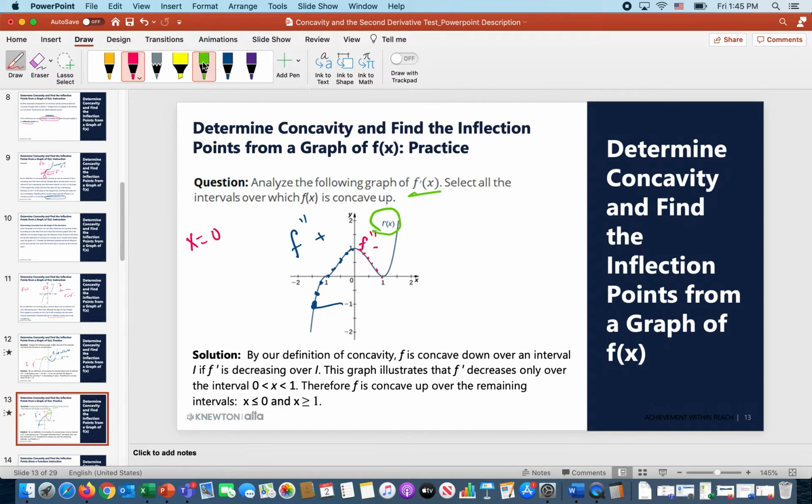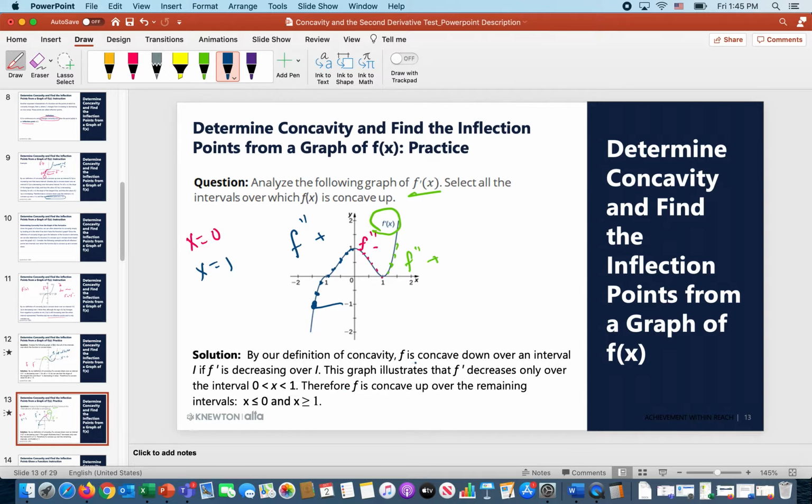But there's one more occurrence, and it happens right here. And now we see that those derivative values start to increase again. So there's another situation where f double prime becomes positive. There are two changes, right? Two changes, one's at 0 and one is at 1. So let's take a look at what this says, right?